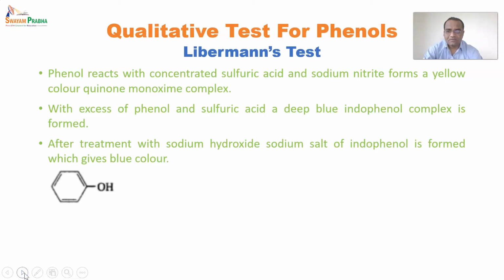So here we will see the structure. Phenol is first reacted with sulfuric acid and sodium nitrite, and after that it forms a yellow colored compound. This compound is yellow, a quinone, because it has been now reduced, sorry, it has been oxidized, a quinone monoxide complex, so it is an oxime.